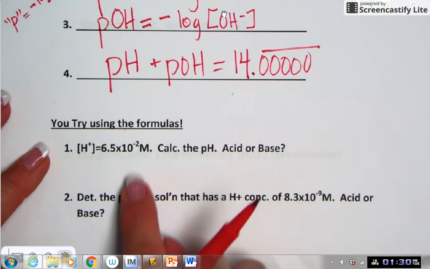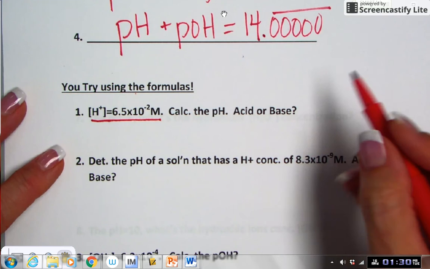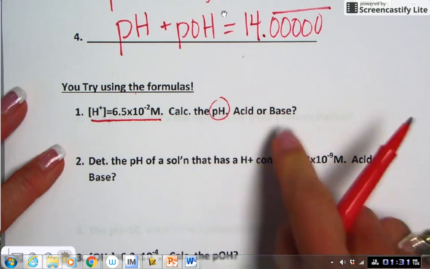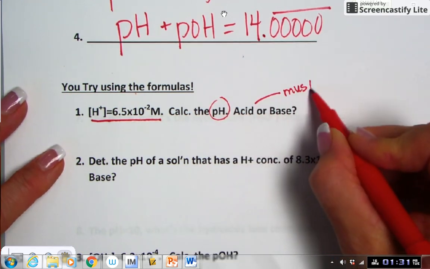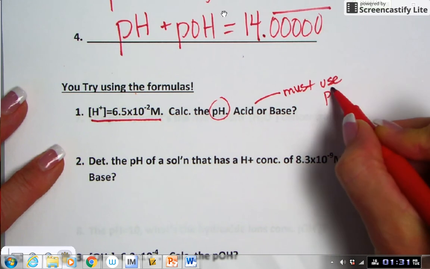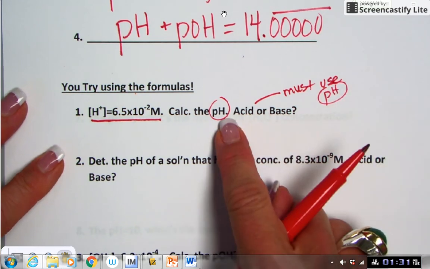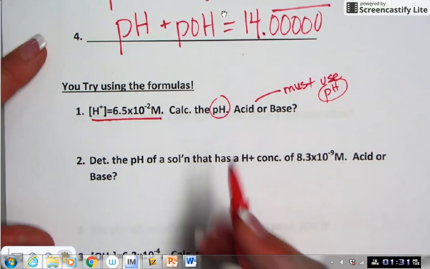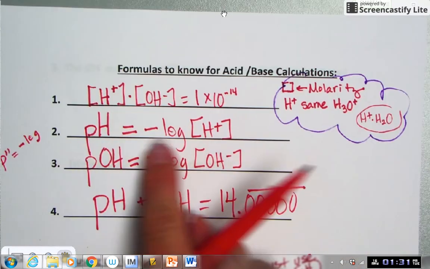The first problem says the hydrogen ion concentration is 6.5 times 10 to the negative 2. Find the pH, and then tell if it's an acid or a base. Now remember, you must use the pH to determine acidity or basicity. So always make sure you're referencing back to your pH. So we have a formula that has both of these in it, and it's formula number 2. pH equals negative log of H.